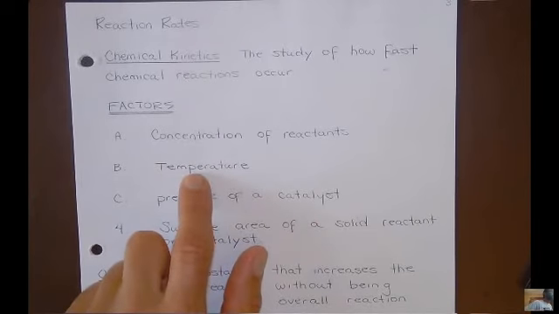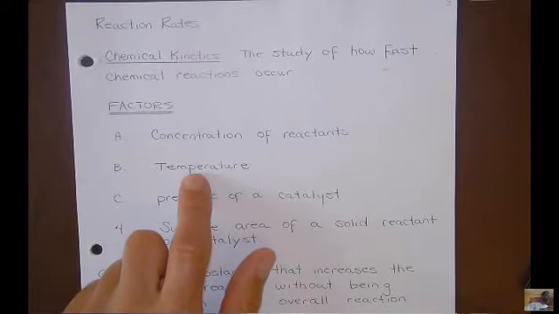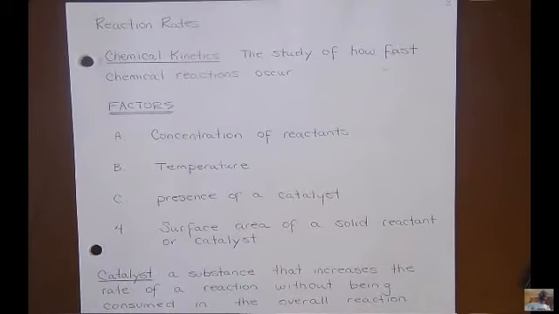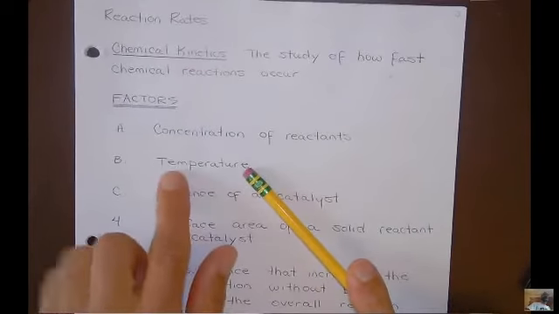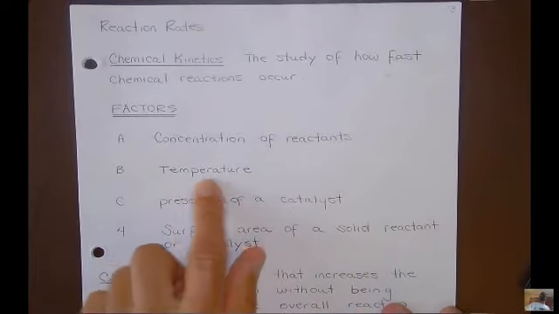The higher the temperature, the faster the particles move. The faster the particles move, the more likely they are to come into contact with one another. So that's the first reason why temperature is important. The second reason why temperature is important is because the faster the molecules move, the more kinetic energy they have, the harder the impacts between them. And if the impacts are harder, the more likely that old bonds will be broken and new bonds will be formed.